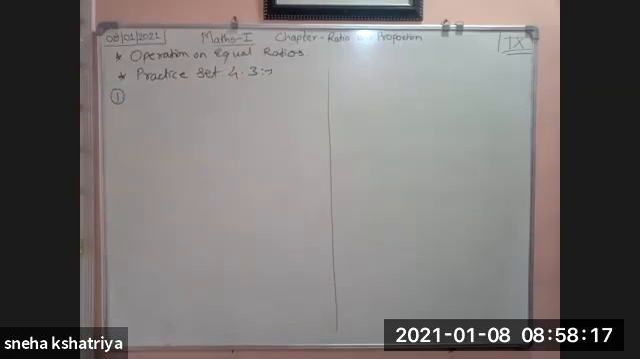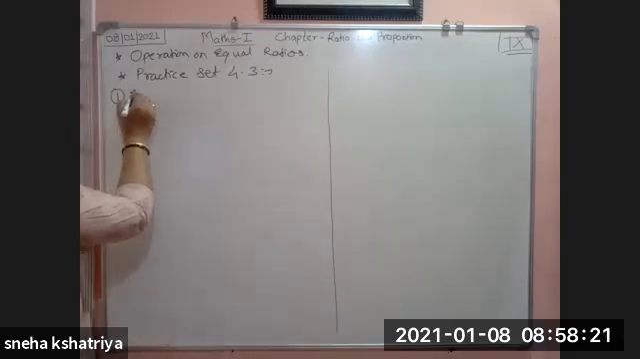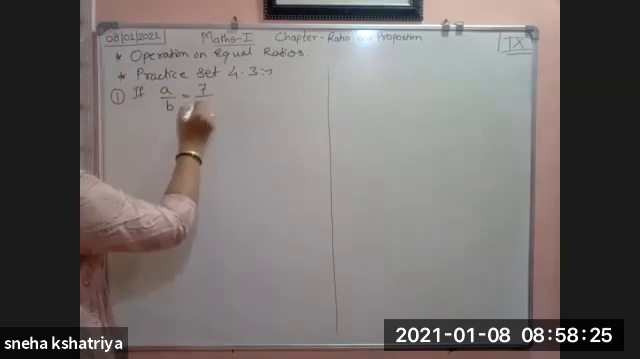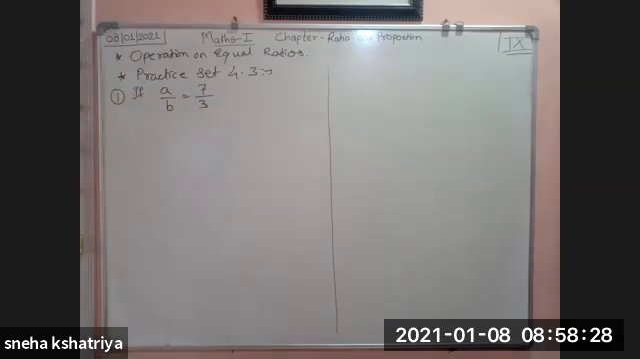First question is given to us: if A upon B is equal to 7 upon 3, then find the values of the following ratios. Whatever the following ratios are given, that we have to find out.